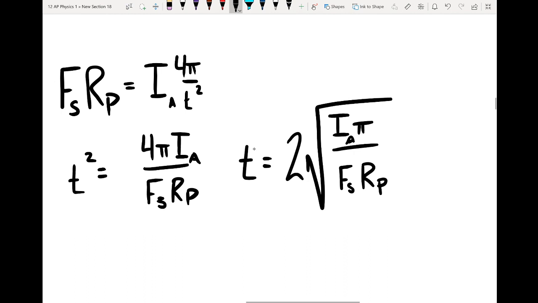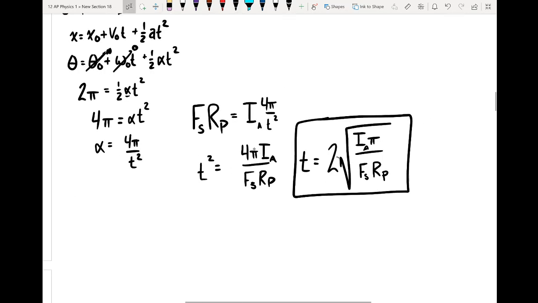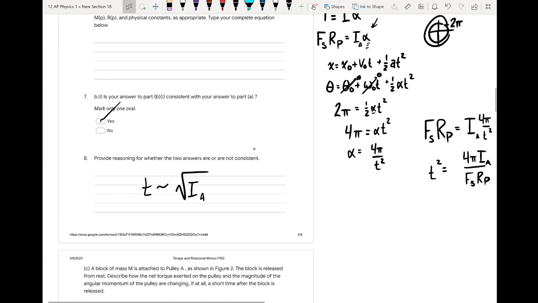The 2, I could just pull out, right? We square rooted, so I pulled out the 4 and said the square root of 4 is just 2, so I can pull that out of my equation. And I get 2 times the square root of I_A times pi over F_s over R_p. And that's an equation for time, so how much time it takes for one rotation. So it's a very specific time, the time for one rotation in this case.